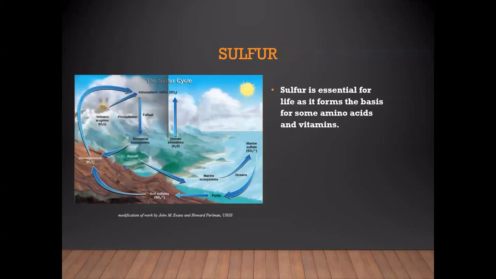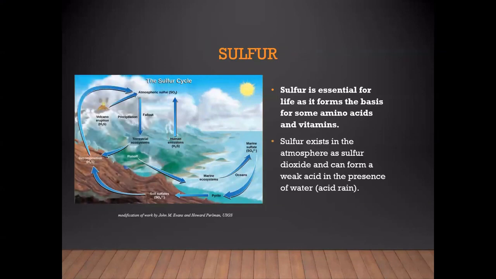Sulfur is essential for life as it forms the basis for some amino acids and vitamins. Sulfur exists in the atmosphere as sulfur dioxide and can form a weak acid in the presence of water. We know this as acid rain. That's the absolute basics of environmental chemistry.